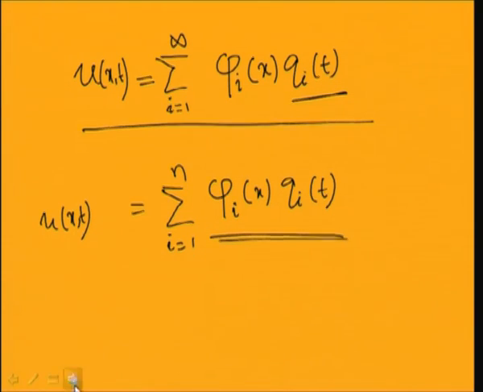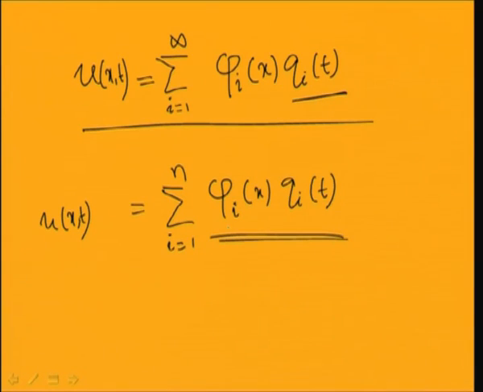In case of this cantilever, we have already found this phi x, and q i t also we know can be written in this form: C 1 sin omega t plus C 2 cos omega t, and we have obtained the expression for phi i x. So, u x t we can write as the product of this phi i x and q i t. So, let us find the mode shape.